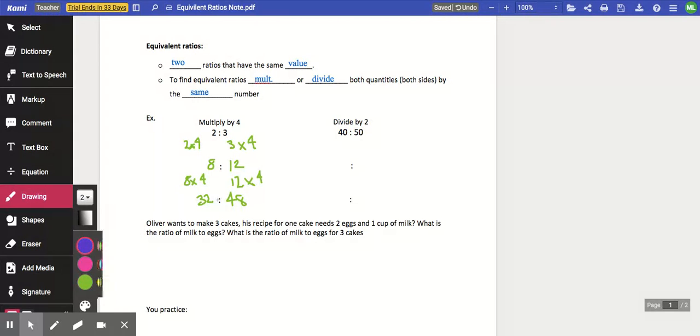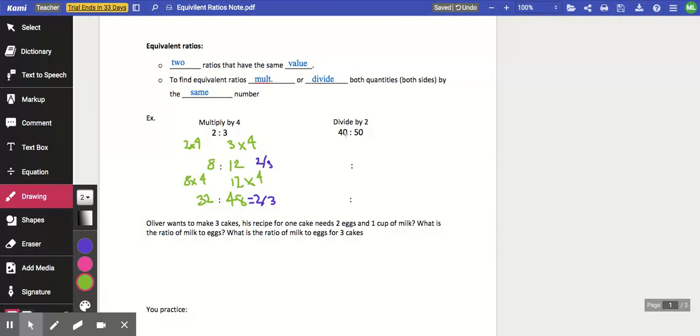They're all the same. So if I go ahead and I divide 32 by 48, I'm going to get 2/3. If I take 8 and I divide it by 12, again, I'm going to get 2/3. And look, up here, 2 to 3, 2 to 3, 2 to 3. They're all the same. And that goes for the same thing with division.